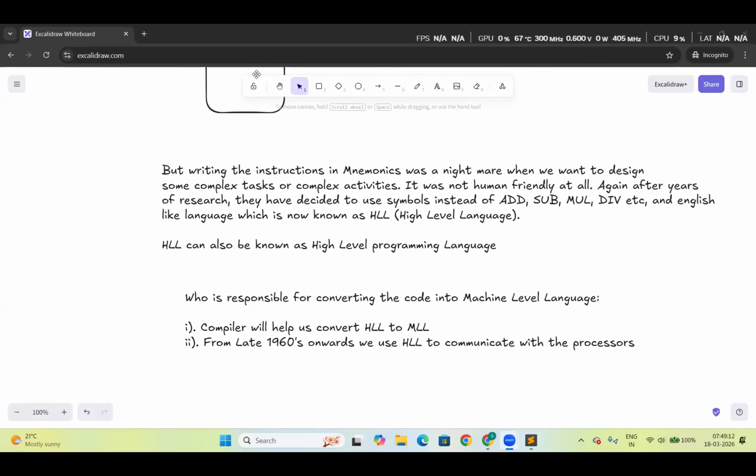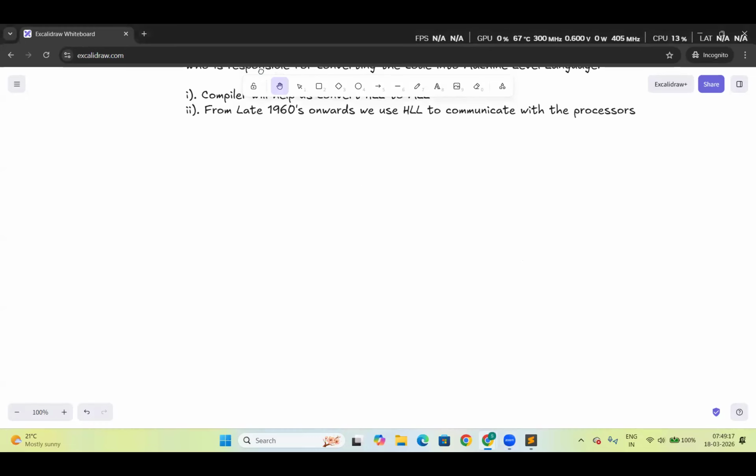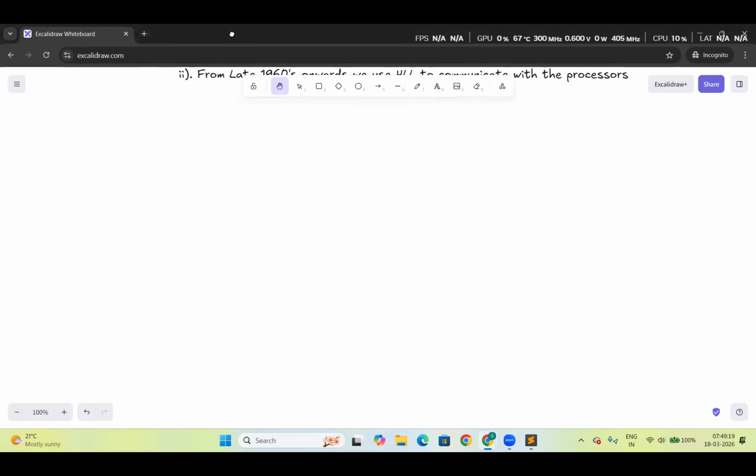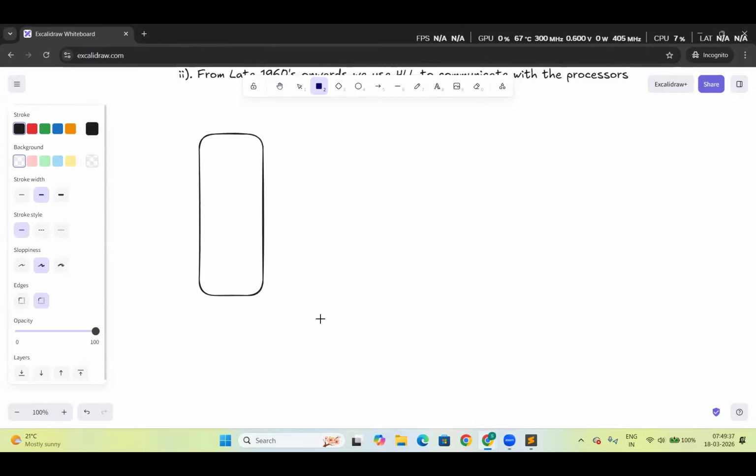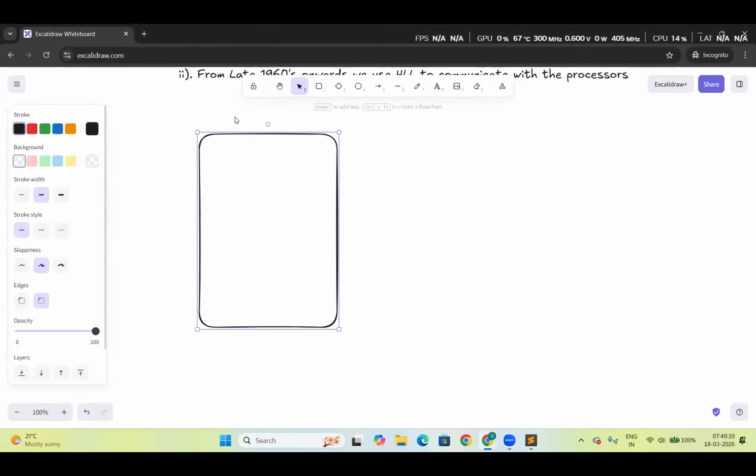Now, how many of you have this question in mind that Rahul, a lot of things are happening with the semiconductors. Now, how are we storing the files? How are we storing the information? How is this communication happening? Has anyone had this doubt? Yes or no? Now, this is a CPU.